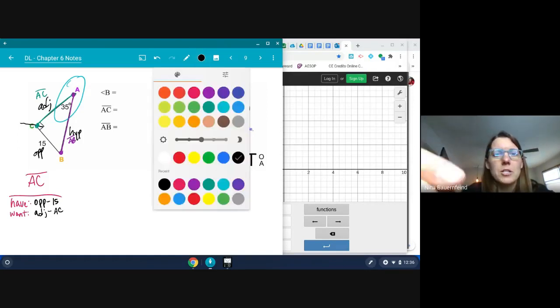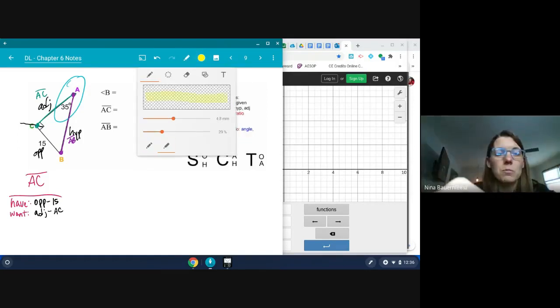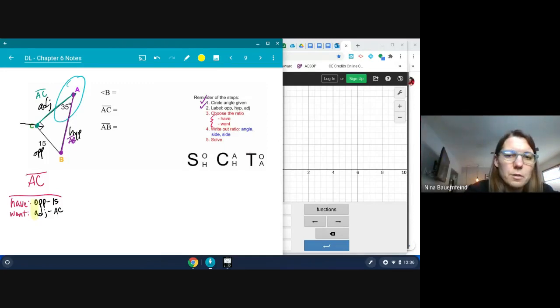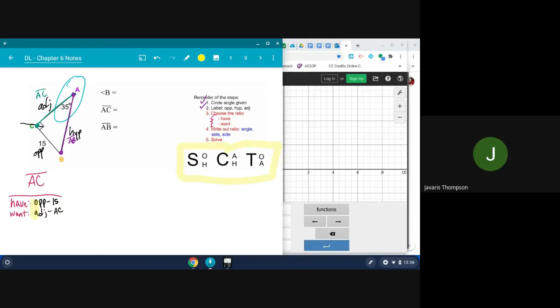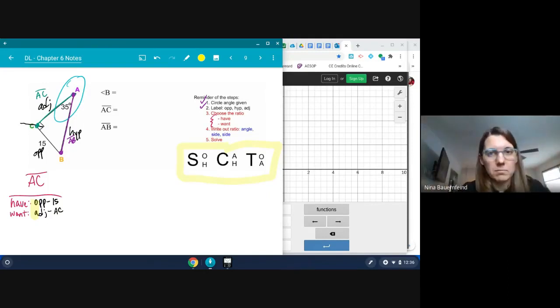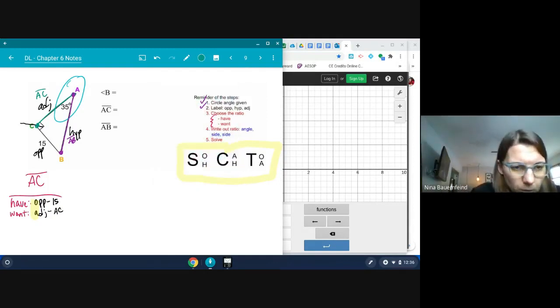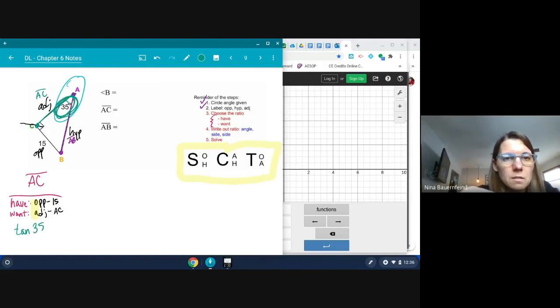So the next question, and this is really the most important part, is which of our three trig ratios uses A and O, or O and A? T. So we're going to go tangent of the angle we circled, equals O on top, so 15, divided by A on bottom, AC.